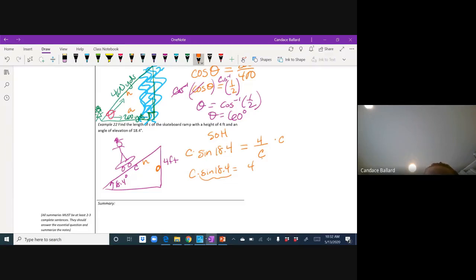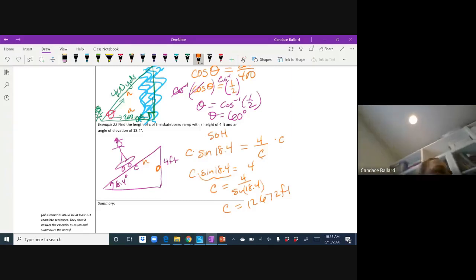All right. And then I'm going to divide by this ugly number here. It's just an ugly number. It just looks funny. 4 divided by sine of 18.4. And again, you could use your calculators. If you're using Desmos, make sure you put parentheses around things. We end up with 12.672 feet.